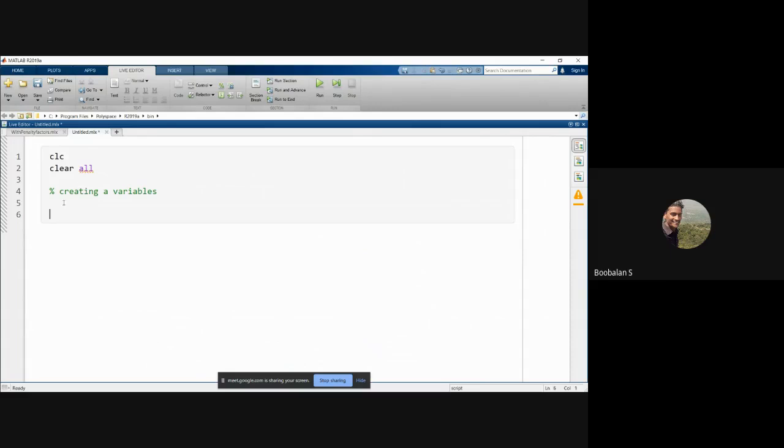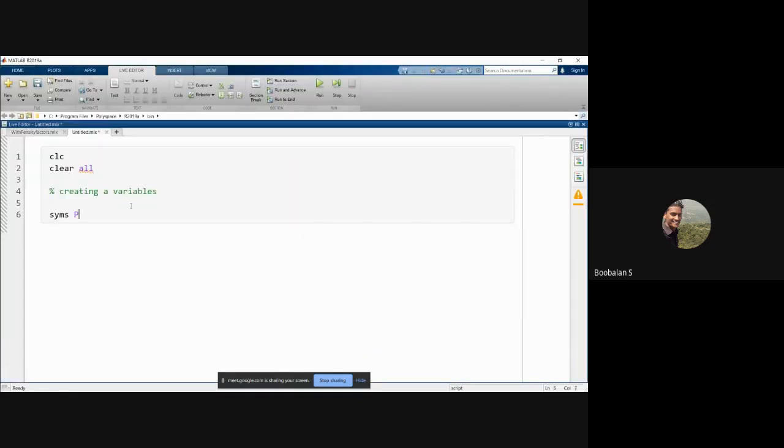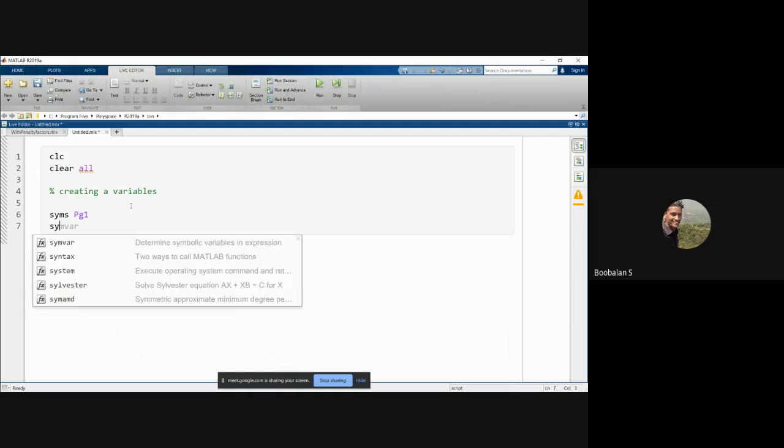So now we'll continue. Creating variables: how do we create them? syms, space, your remaining variables. I'm going to call a different variable, that is pg suffix 1. I'm going to use capital G, capital P, G1, and the remaining variables in the same way, using syms.